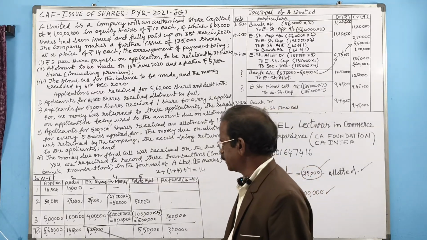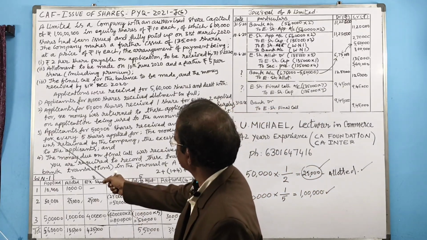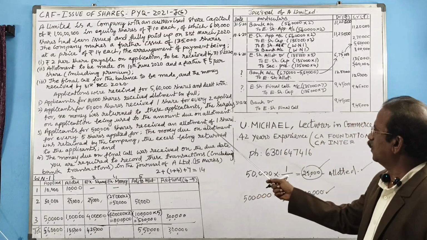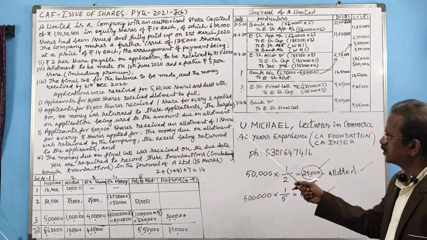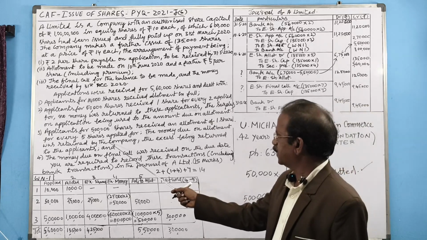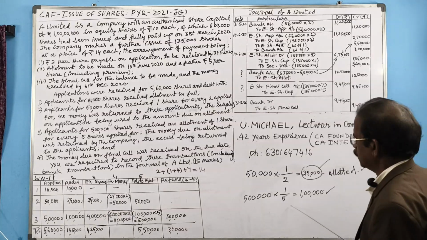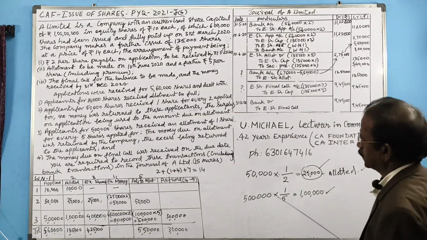And after that, what happened? Third one, applicants for 5 lakh shares received an allotment of 1 share for every 5 shares applied for. Here we have already calculated 5 lakhs into 1 by 5, 1 lakh shares. So 1 lakh shares.